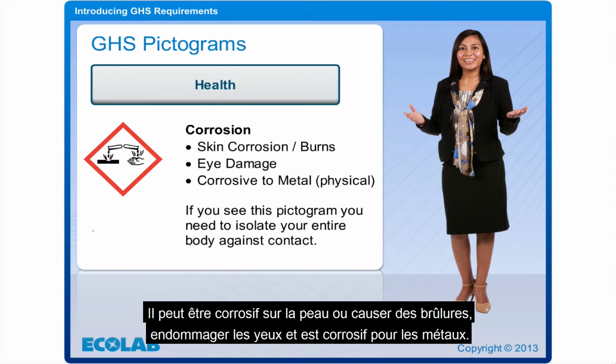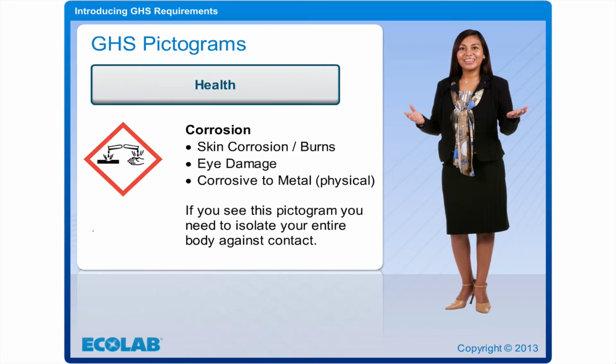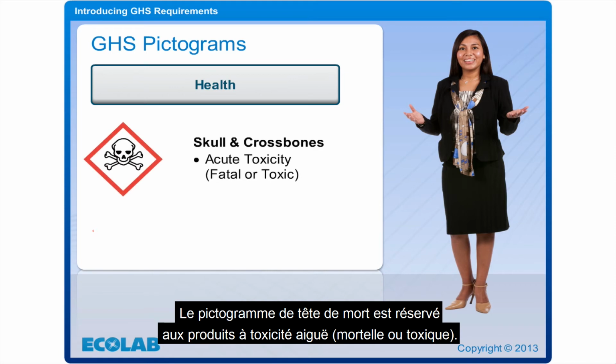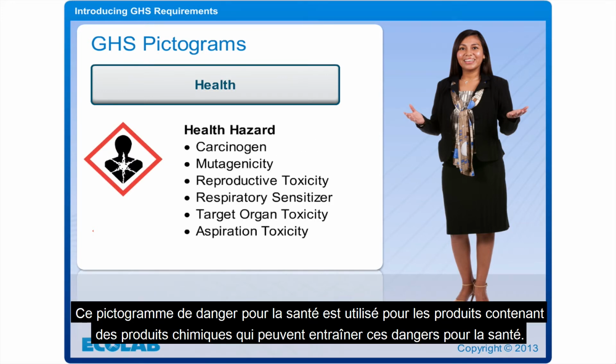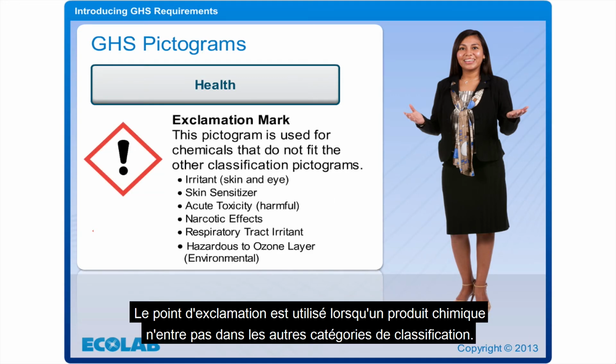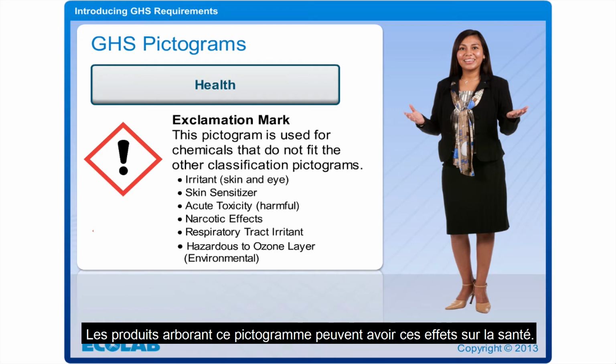If you see this corrosion pictogram, you need to isolate your entire body against contact with this product. It may cause skin corrosion or burns, eye damage, and is corrosive to metal. The skull and crossbones pictogram is used for products that may cause acute toxicity, fatal, or toxic. This health hazard pictogram is used for products that contain chemicals which may cause these health hazards. The exclamation pictogram is used for chemicals that do not fit the other classification pictograms. Products with this pictogram can have these health effects.